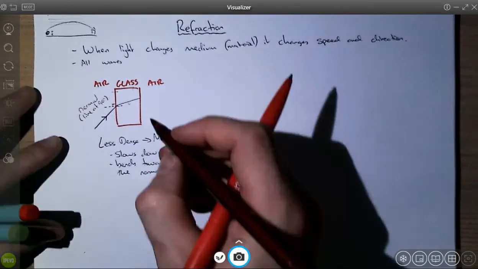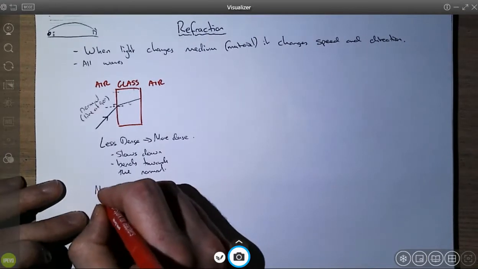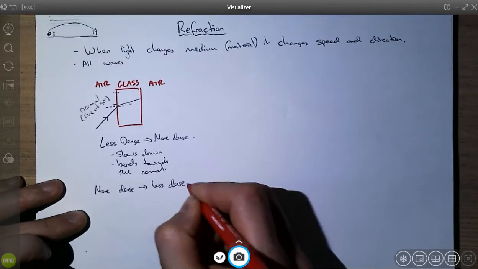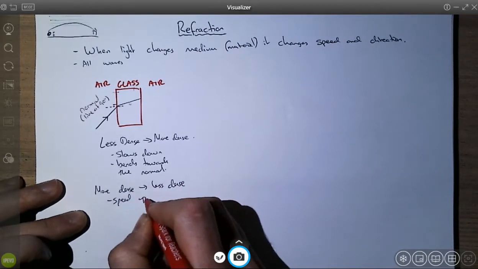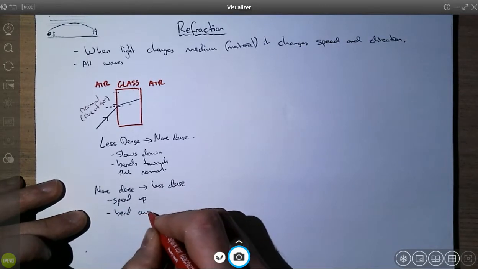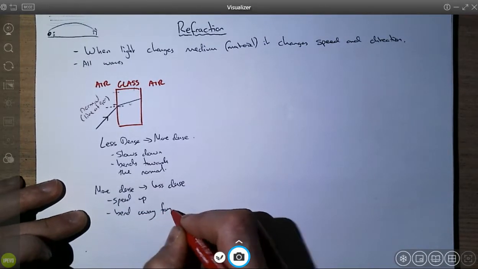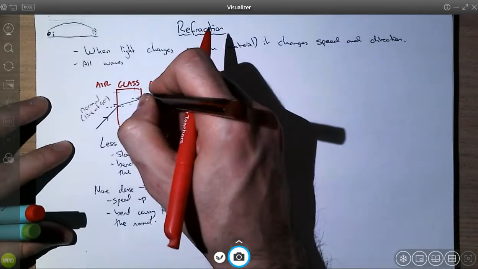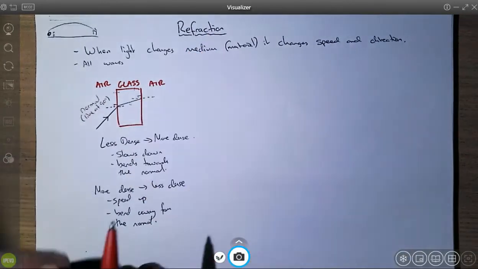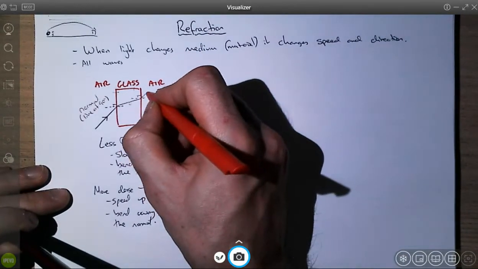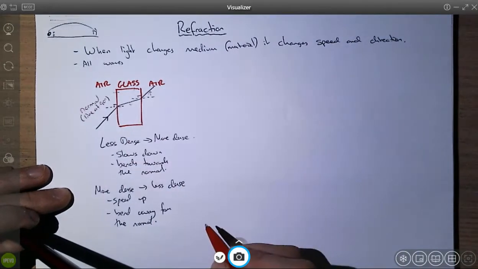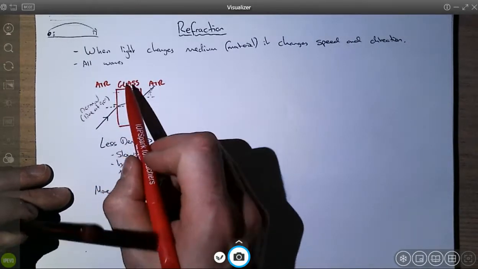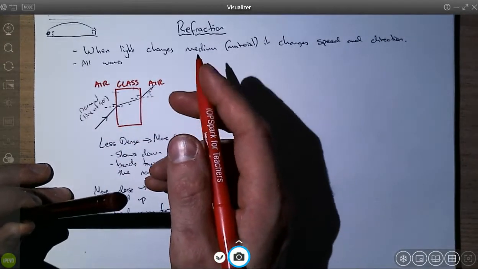Now when it's going from glass to air, what's going to happen? So now it's going from more dense to less dense. So it's going to speed up and it's going to bend away from the normal. So just like before, we need to make sure we draw on the normal at 90 degrees. Now it's going to bend away from the normal. So it's going to bend this way, away from the normal. And actually, this line and this line should be parallel to each other because they've started in air. So they're going to be traveling in the same direction.